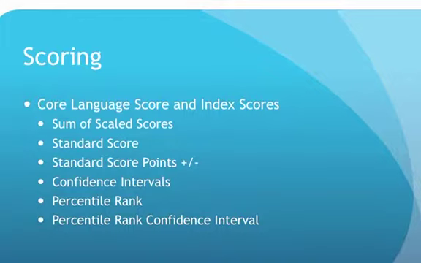So the different core language scores that can be taken from a combination of the 8 test scaled scores are core language score, receptive language index, expressive language index, language content index, and language structure index. And for each of those, we can get a sum of the scaled scores, a standard score, which gives us confidence intervals, percentile ranks, and a percentile rank confidence interval.